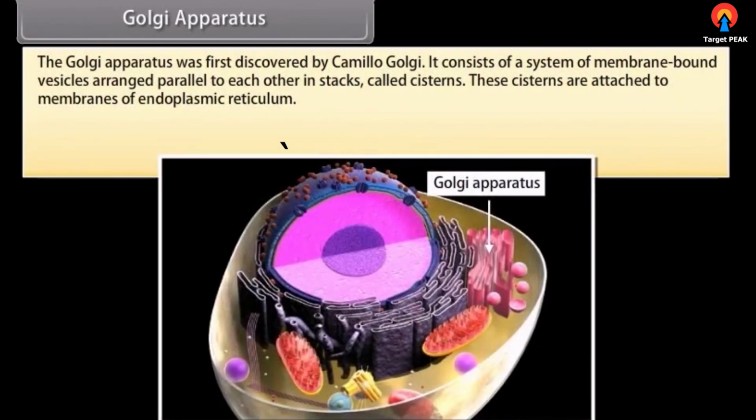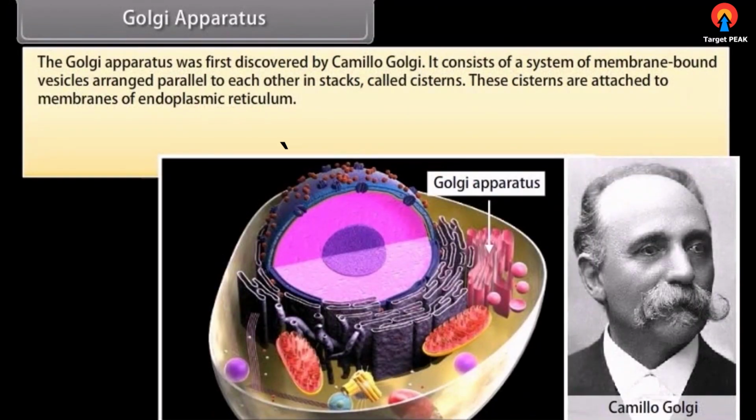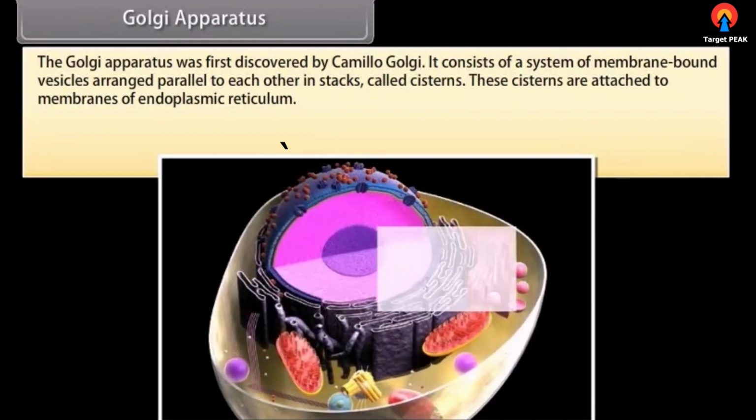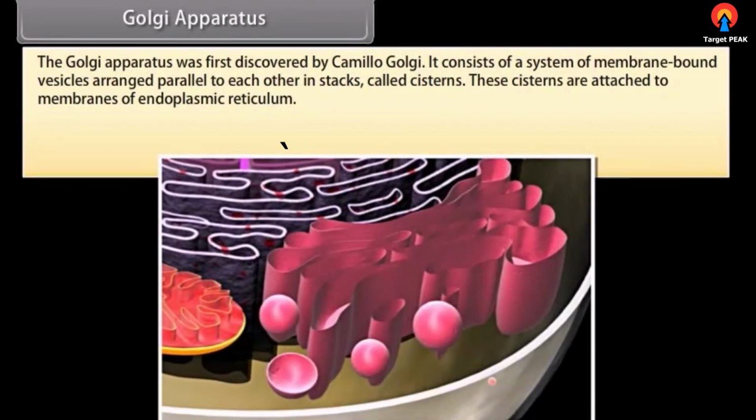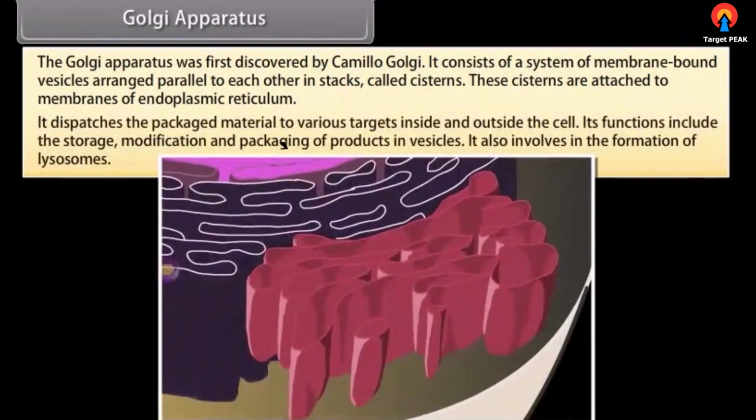Golgi Apparatus. The Golgi Apparatus was first discovered by Camillo Golgi. It consists of a system of membrane-bound vesicles arranged parallel to each other in stacks called cisterns. These cisterns are attached to membranes of endoplasmic reticulum. It dispatches the packaged material to various targets inside and outside the cell. Its functions include the storage, modification, and packaging of products in vesicles. It is also involved in the formation of lysosomes.